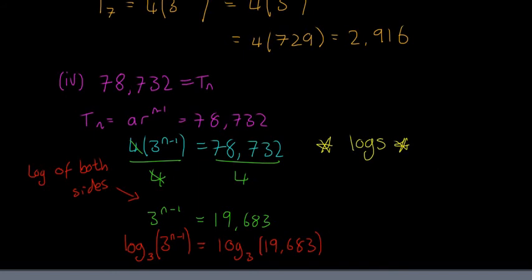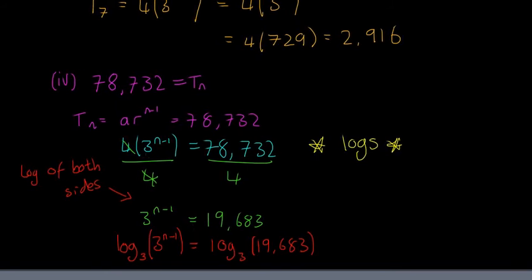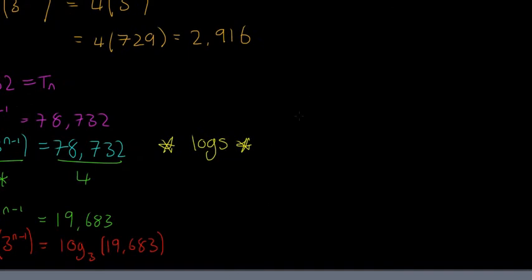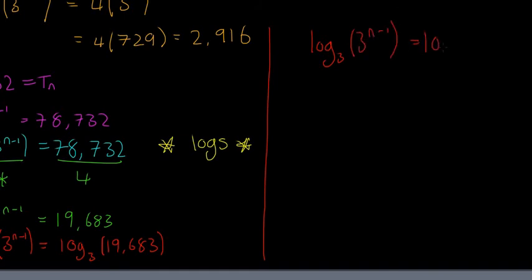And so I'll have to continue this over here on the right, but if you're not comfortable with logs, then you might not be familiar with this. If you haven't done it yet, then basically you'll have to wait until you do logs to solve problems like this. But hopefully if you have done logs, you can follow this question. So I'll continue it over here. I'm just going to write it again. So we have log base 3 of 3 to the power n minus 1 is equal to log base 3 of 19683.